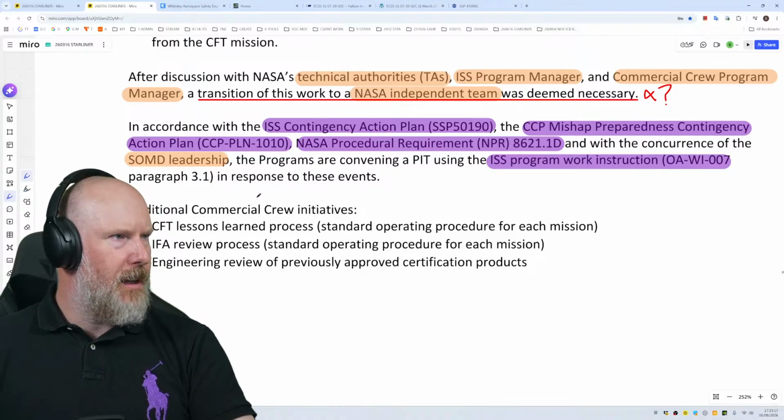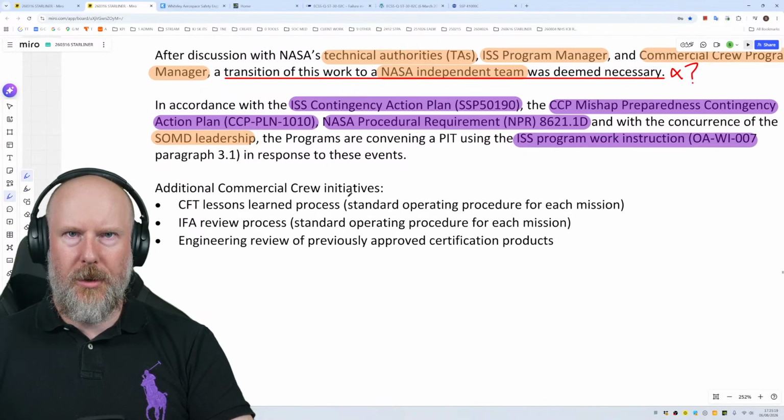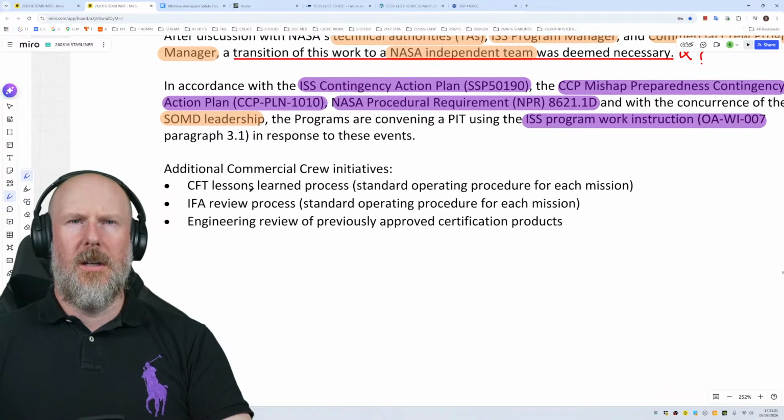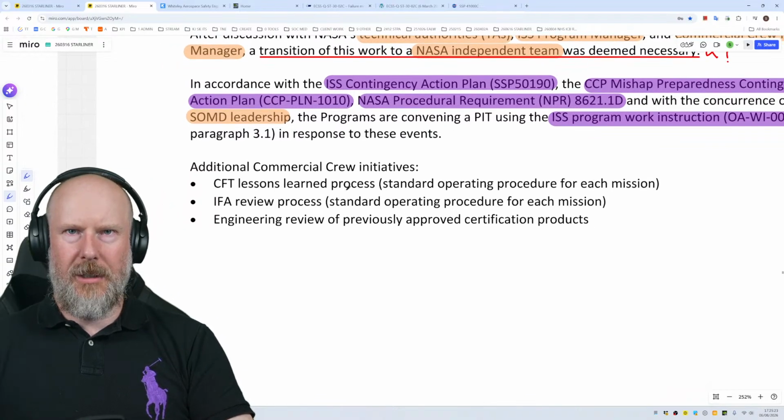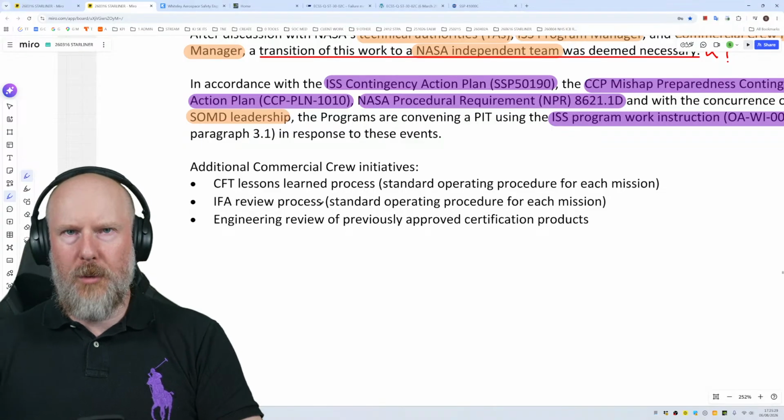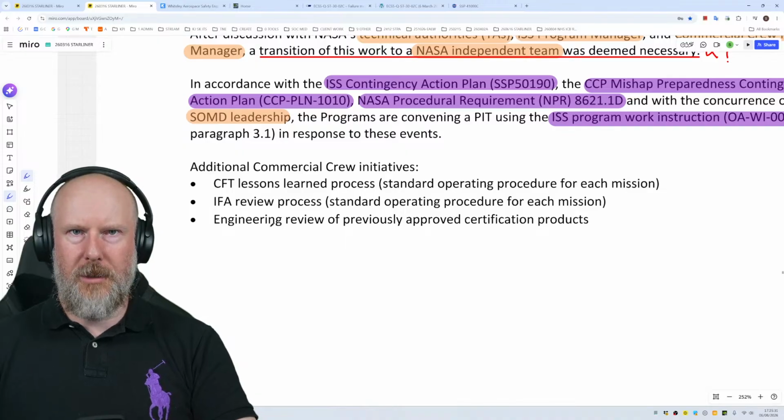Okay, additional commercial crew initiatives. Crew flight test lessons learned process, standard operating procedure for each mission. IFA, so in-flight anomaly review process, standard operating procedure for each mission. Engineering review of previously approved certification products.